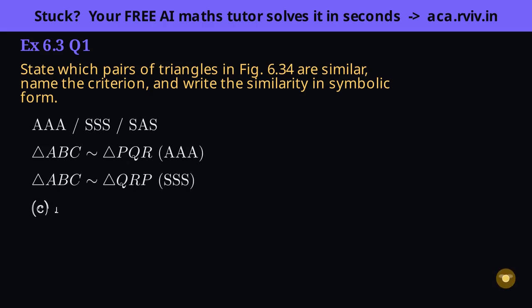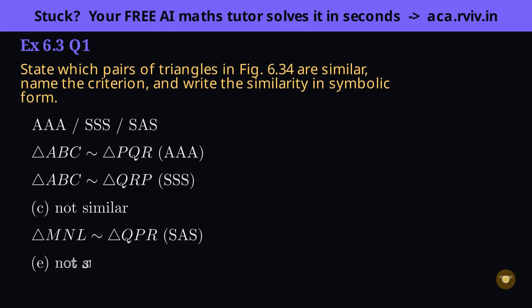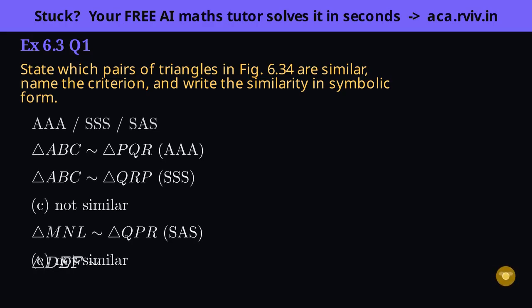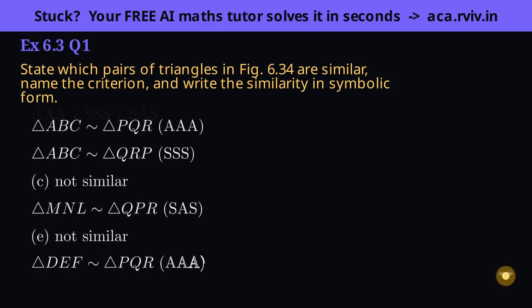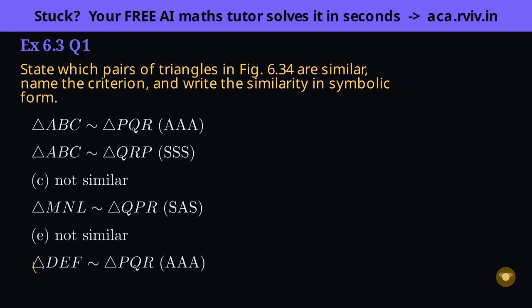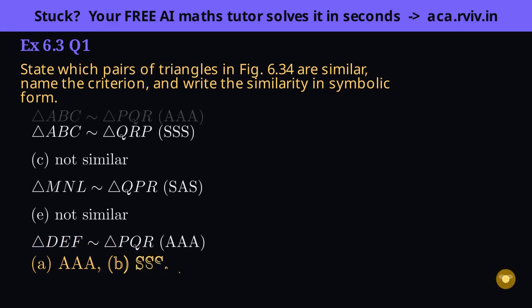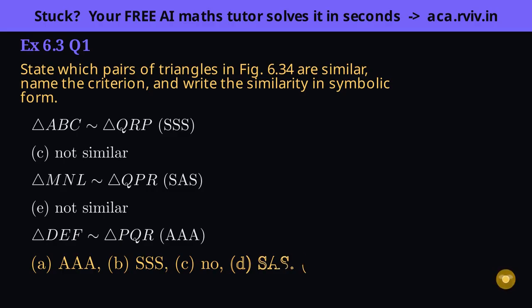C, the sides are proportional, but the equal angle is not the included one, so no similarity can be claimed. D, one angle equal with the two including sides proportional gives SAS. E, only one angle is known, which is never enough, so no conclusion. F, two angles match, forcing the third, so AAA applies. Insight: SAS only works when the equal angle sits between the two proportional sides, otherwise it proves nothing.